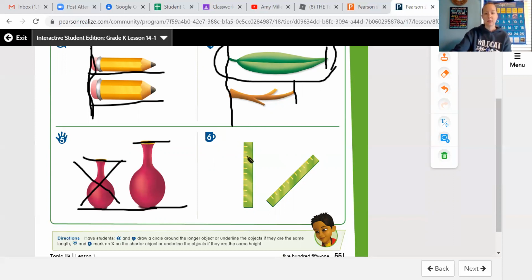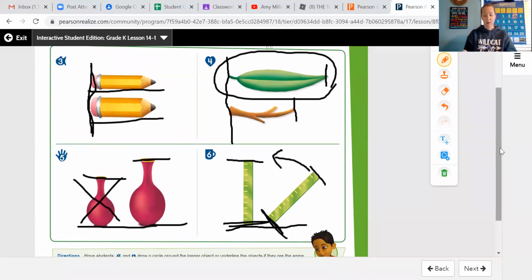Good job. Number 6. Ooh, look at these rulers. This one's a little bit tricky. You have to think real hard. So they're going to start at the same spot. Now look up here. They don't look like they're the same height, but if I was in front of you, I could show you that if you take this ruler and you turn it all the way up to go right here, it will be the same height as this ruler. These are the same objects. This one is just tilted. So this one, they tried to trick you, but they are the same height. So we're going to underline both objects.